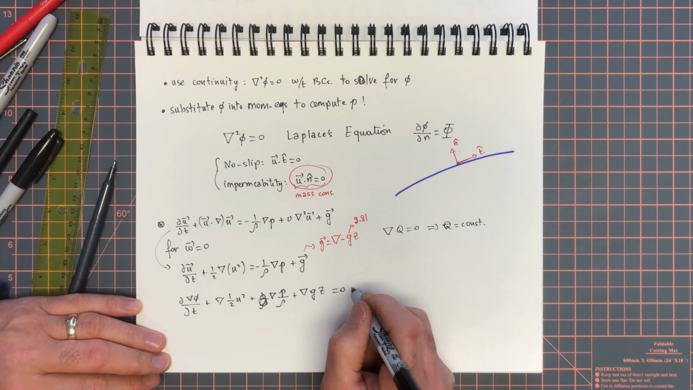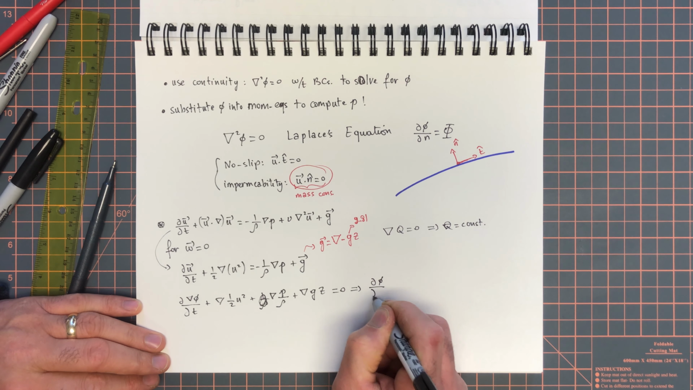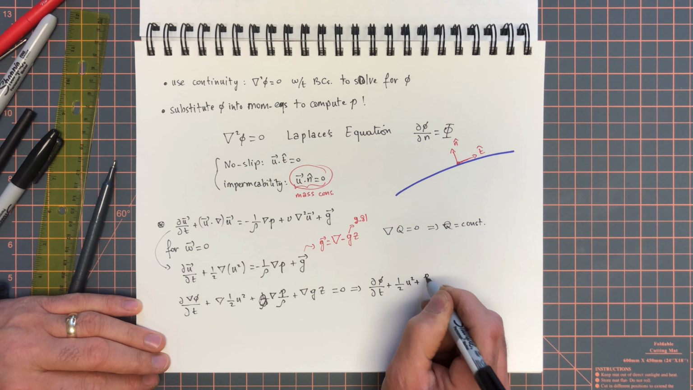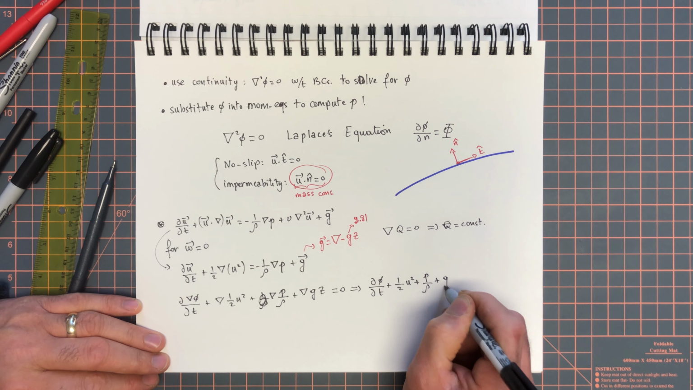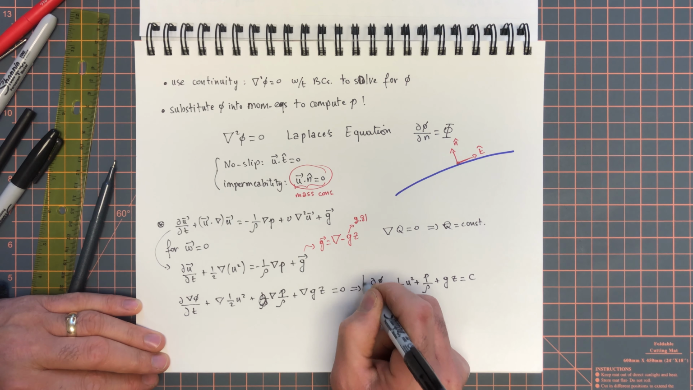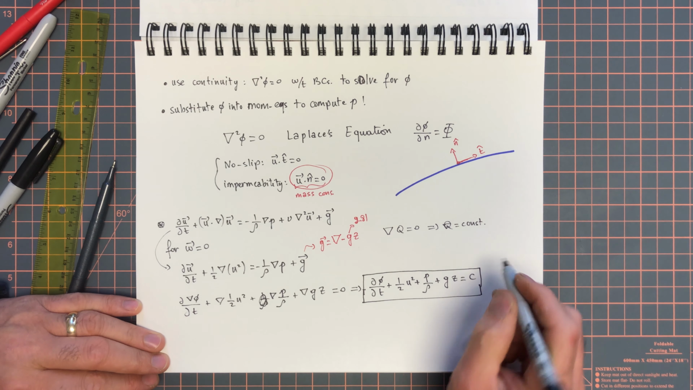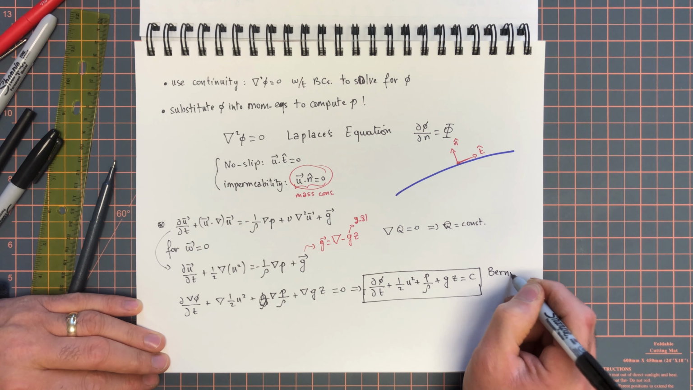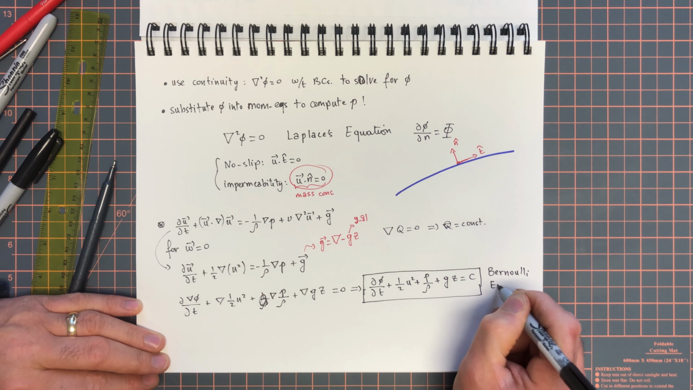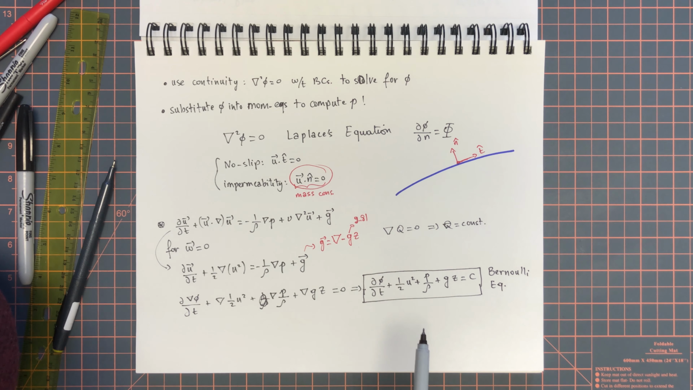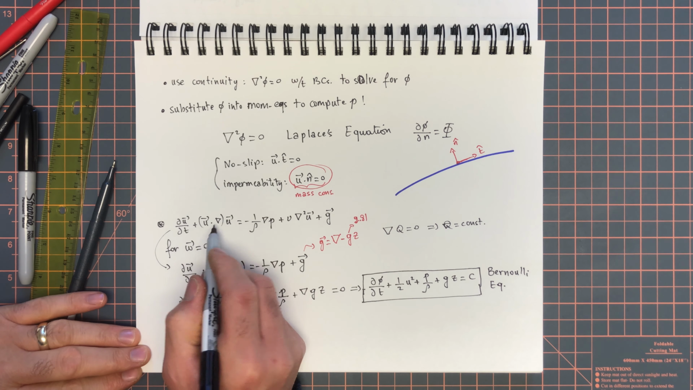Now everything is in grad form, and therefore we can say that d phi by dt plus 1 over 2 u squared plus p over rho plus gz is equal to a constant. Now, what is this equation? That is the Bernoulli equation. Unsteady Bernoulli equation. However, what's the difference between this case for irrotational flow and the previous case where we said the Bernoulli equation applies only along a streamline? It has to do with this particular term.